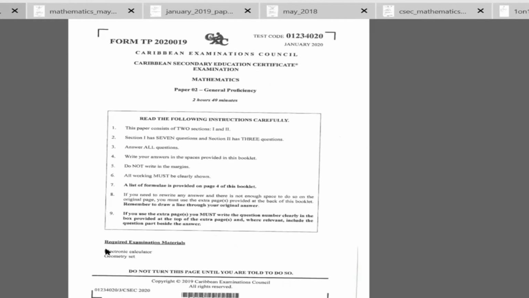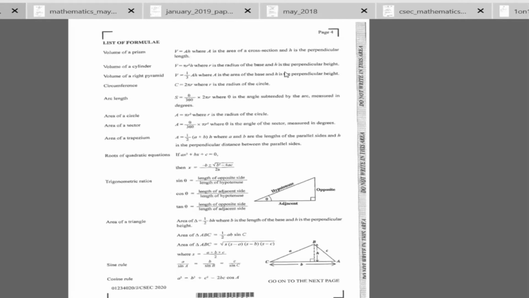And look at what you're required to use. You're required to use an electronic calculator and a geometry set. These are the formula sheet, but this is easy stuff to remember out of our head. And so let's do it.